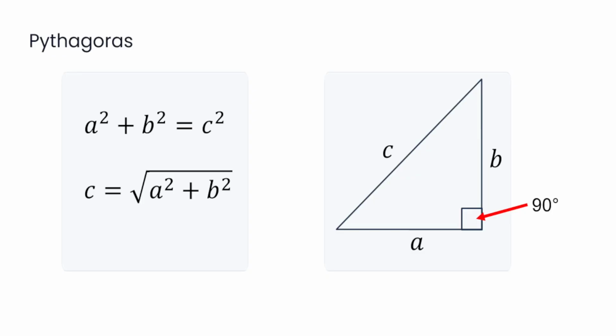The Pythagorean theorem applies only to right-angled triangles. It states that the square of the longest side, the hypotenuse, is equal to the sum of the squares of the other two sides. That means that the length of side C is equal to the square root of A squared plus B squared. Let's investigate this using GeoGebra.